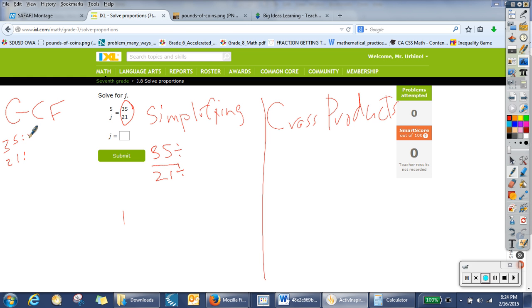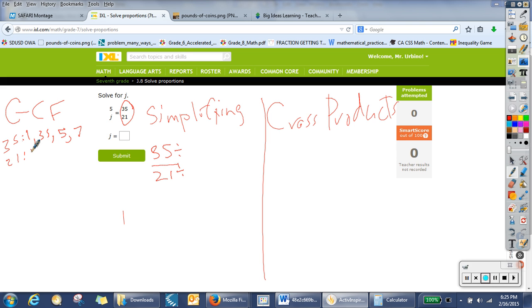For 35, I know that 1 times 35 is a factor. 2, can't do 2. 3, I know that 3 plus 5 is equal to 8, and you can't divide that by 3 evenly. I also know that 5 works because it ends with a 5. 5 times 7 will give me 35. So those are my factors for 35.